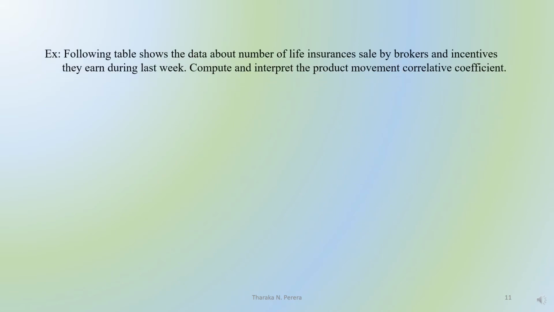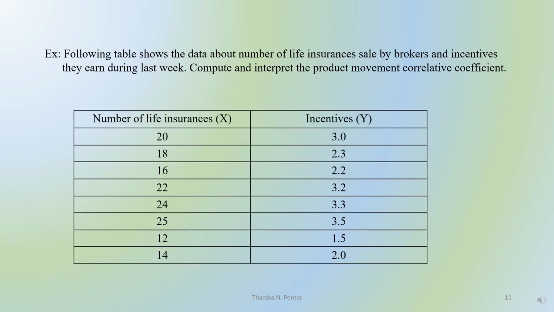First, ungrouped data. The following table shows the data about the number of life insurance sales by brokers and the incentives they earned during last week. Compute and interpret the product moment correlation coefficient. Here X is the number of life insurance sales and Y is incentives. We have to find the summation of X, summation of Y, summation of X squared, Y squared and XY. It is easy to add some columns to the table and get answers step by step. Further, it can be helpful if we want to double check our answers.